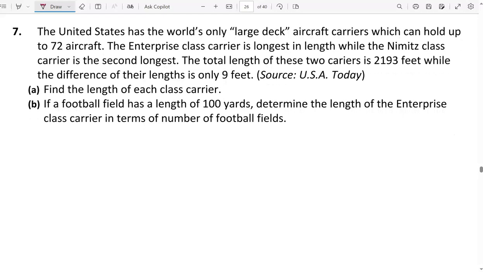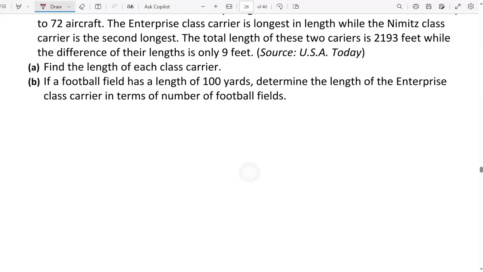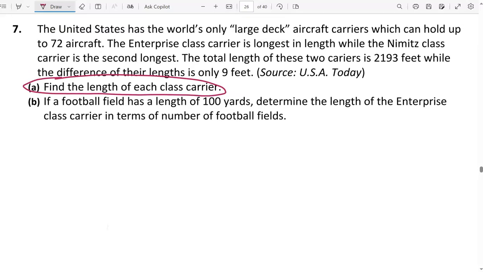For number 77, this speaks of the large-decked aircraft carriers, which can hold up to 72 aircraft. The Enterprise-class carrier is the longest in length, while the Nimitz is the second longest. The total length of the carriers is 2193 feet, while the difference between their lengths is only 9 feet. And so we are looking for their lengths, right? So that's at least part A.